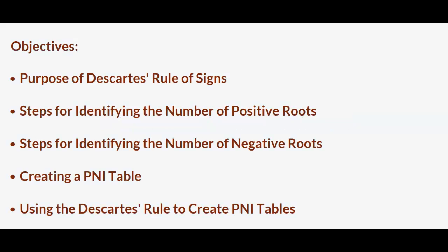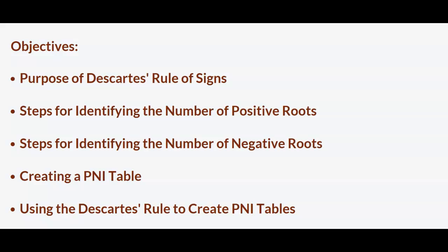You know, sometimes you're given a polynomial and you're told to find out how many possible roots the polynomial may have, and that is where Descartes' rule of signs comes in. So come along with me. As we study Descartes' rule of signs, we're going to understand the purpose of this rule. Why do we even need it?